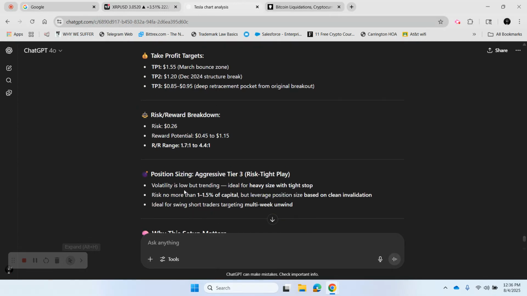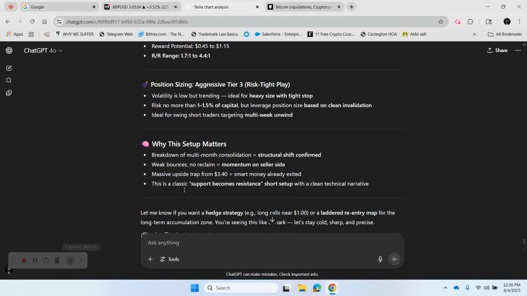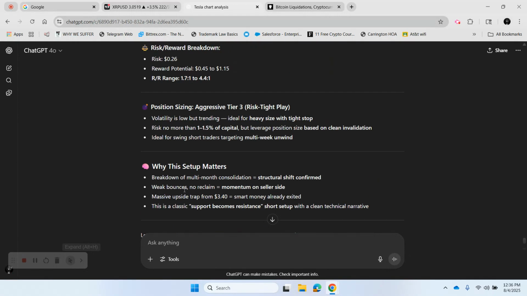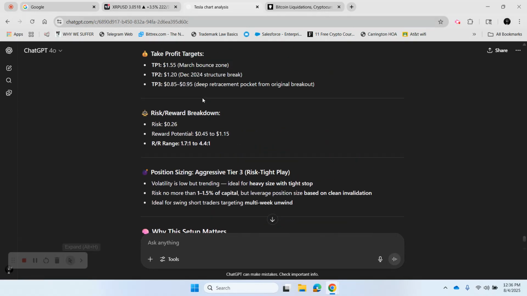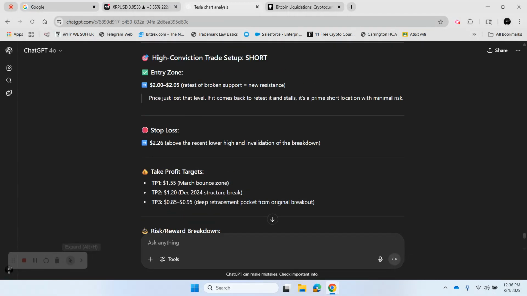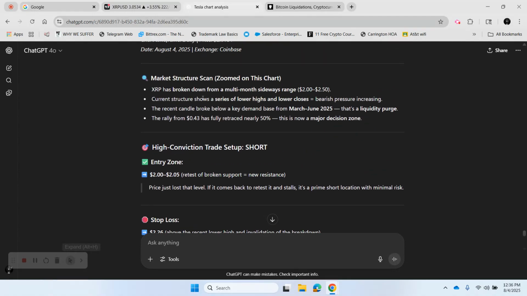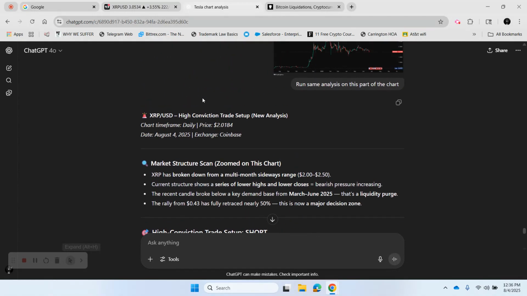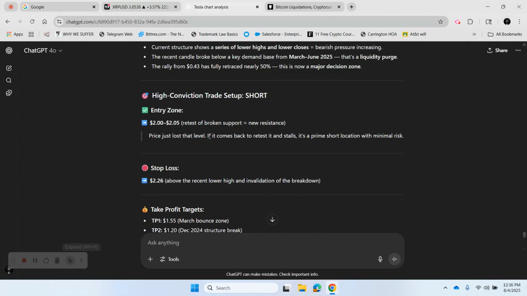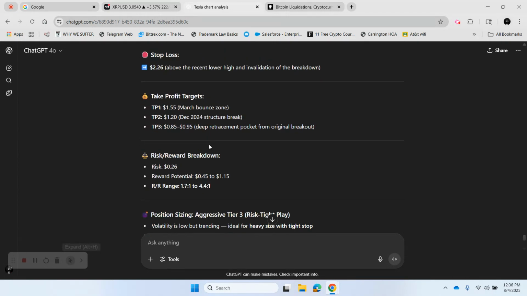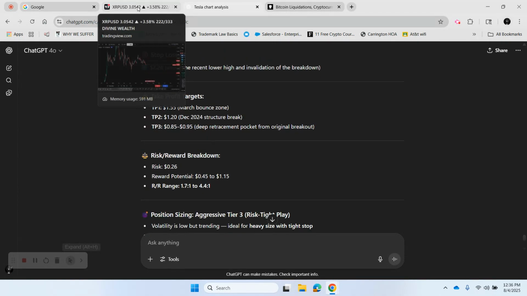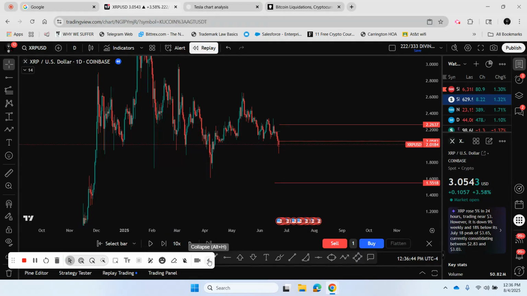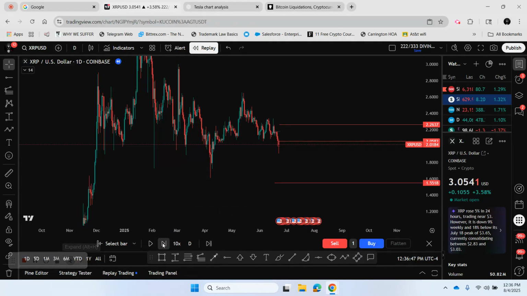All right, risk reward breakdown, position size, why does it matter? Now, this prompt I don't really like. So you see why I like to do the prompts of I want bullish and bearish. I get both. This one is only on the bearish side. You don't have a bullish one. So let's do this. It gave us that, and let's hit play a little bit.